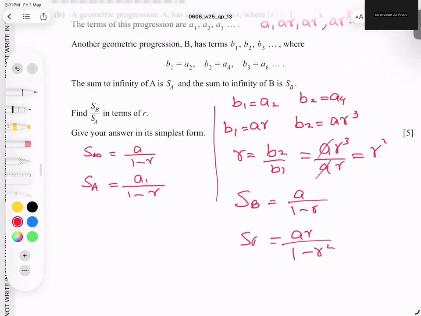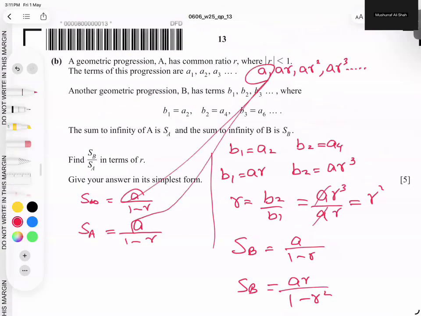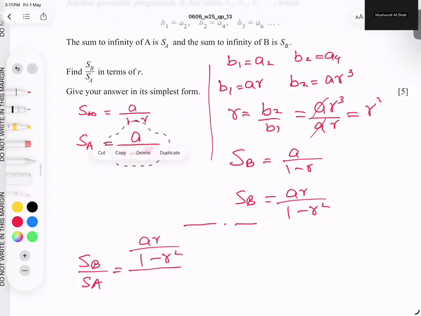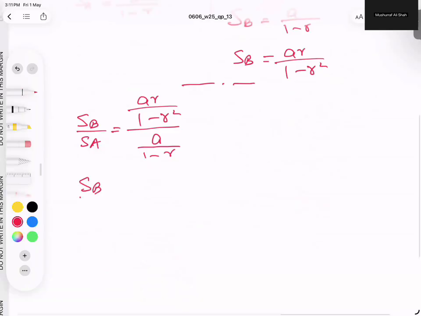Now students, SB we have and SA I have. Here I'm writing A only, because the first term of the first sequence is A only. Now I have to divide them, and I get my answer. So first of all, I will write SB up, SA down. SB is this. I'm copying from here and pasting it in the numerator, and copying from here into the denominator. Done. Now I'm simplifying.